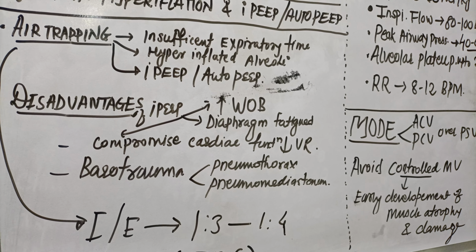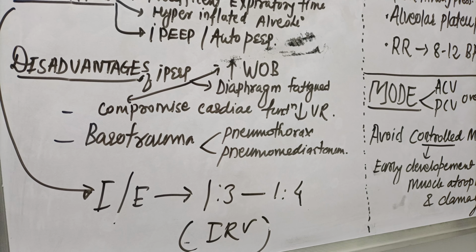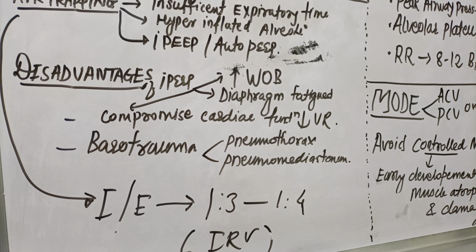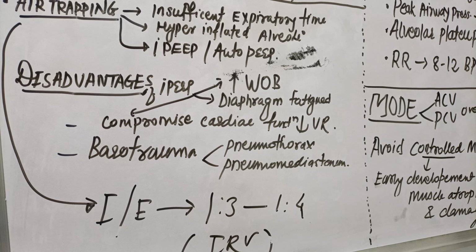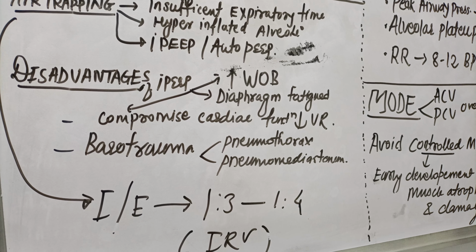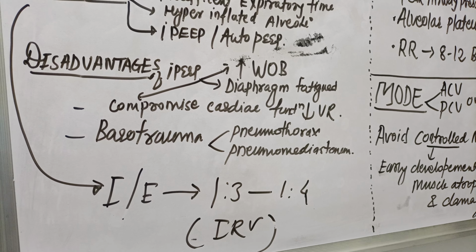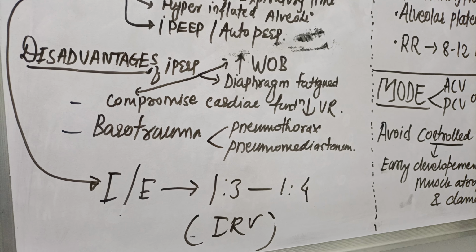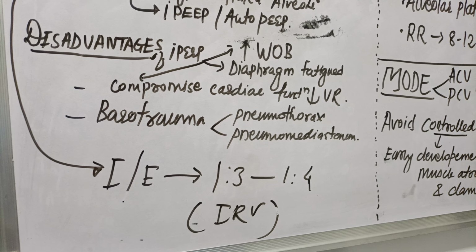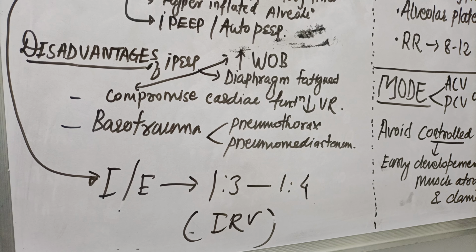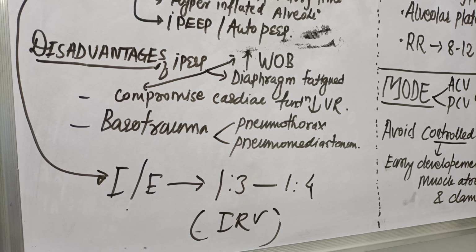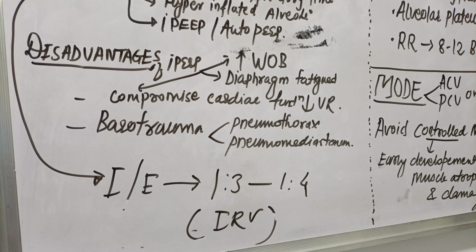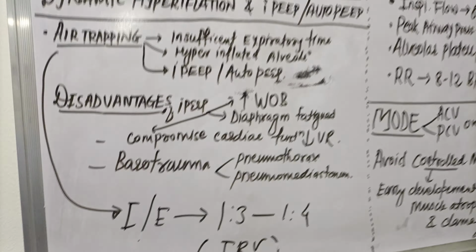There is increased work of breathing, then the diaphragm is fatigued, there is decreased venous return because of increased intrathoracic pressure, and ultimately decreased cardiac output. It may result in pneumothorax and pneumomediastinum because of barotrauma. So what do we do for that? We increase the inspiratory expiratory ratio. So we increase the expiratory time so that air is expelled.